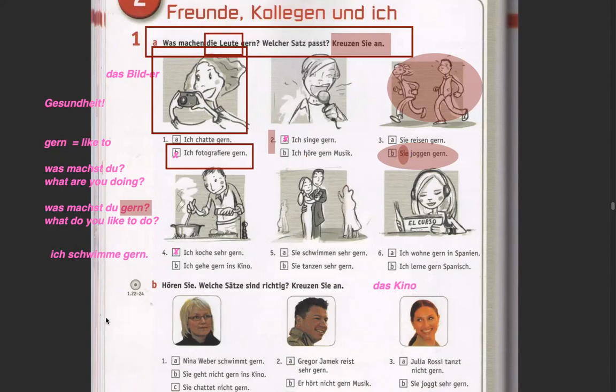Kochen is to cook, right? Ich koche gern. That means you like to cook. I like to cook. Okay. Fünf, Prajakta. Sie tanzen sehr gern. Sie tanzen sehr gern.